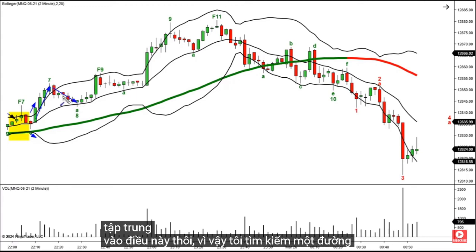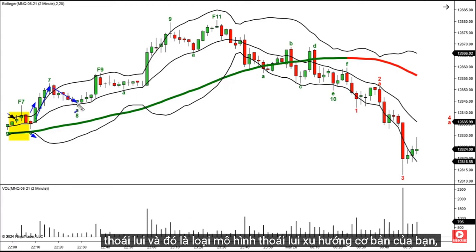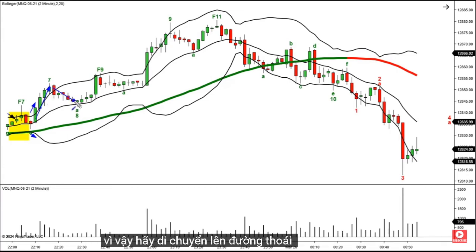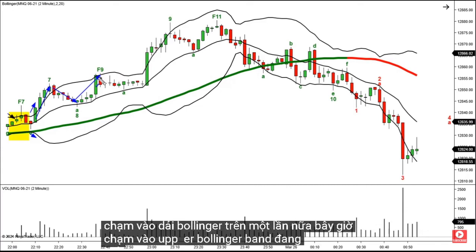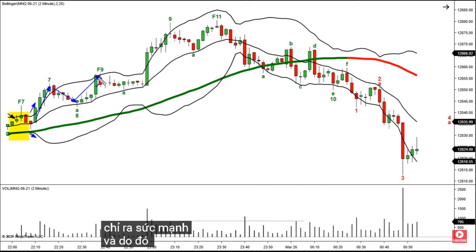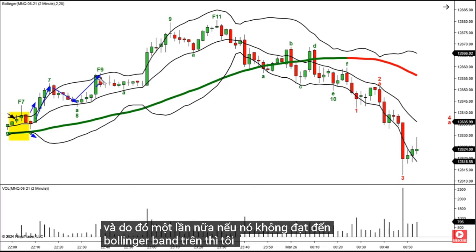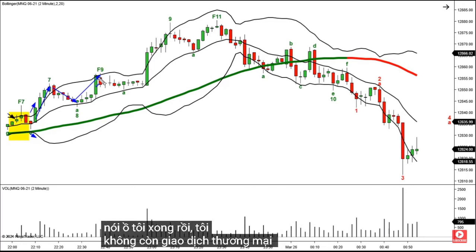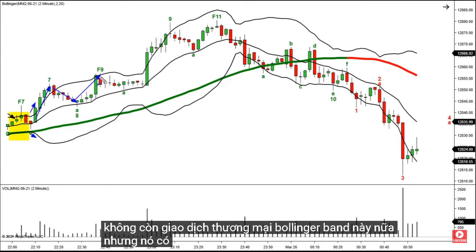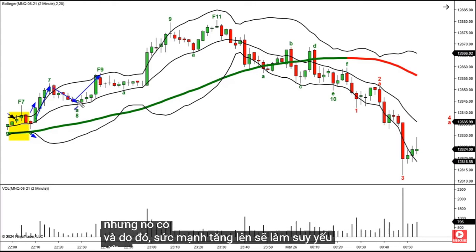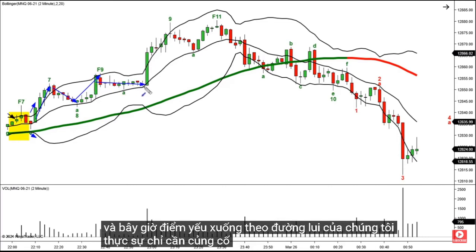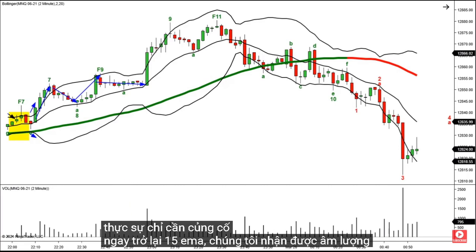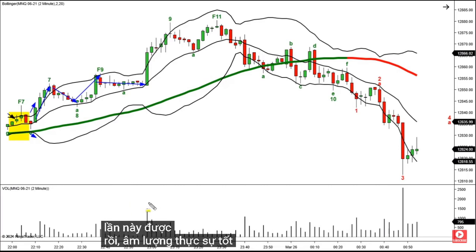Right, so then I look for a retrace, and it's your basic kind of trend retrace pattern. So move up, retrace to the 15 EMA, move up, hit the upper Bollinger Band again. Now, hitting the upper Bollinger Band is indicating strength. And therefore, if it didn't reach the upper Bollinger Band, then I would say, oh, I'm done, I'm out. No longer trading this Bollinger Band trade. But it does, and so that means strength up, weakness down. On a retrace, it really just consolidates right back to the 15 EMA. We get volume this time. Really good volume. So awesome.